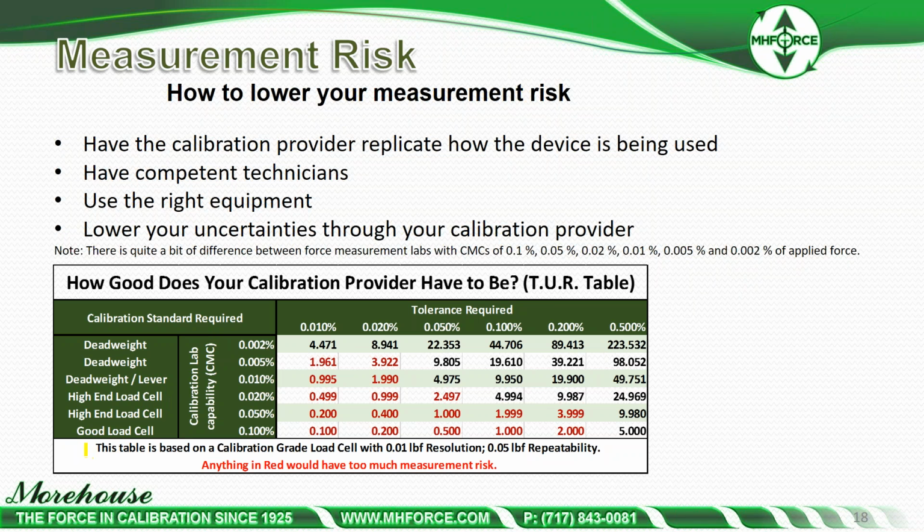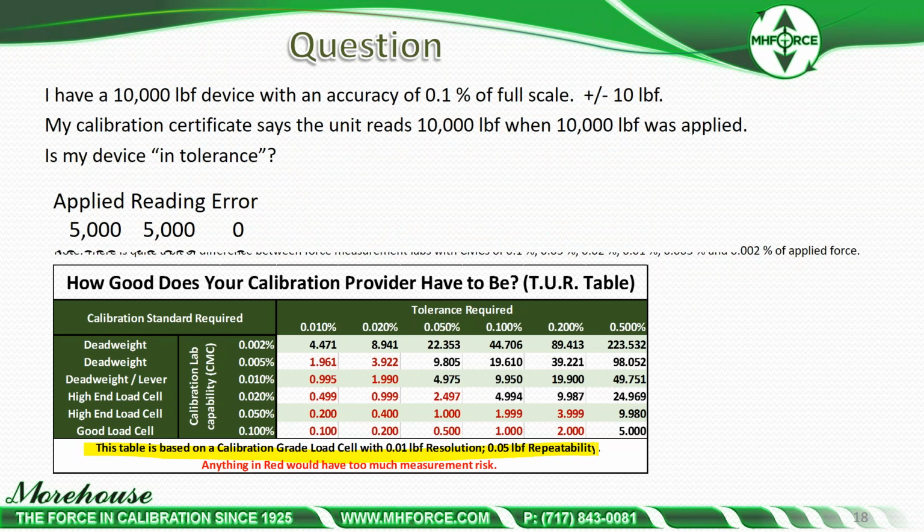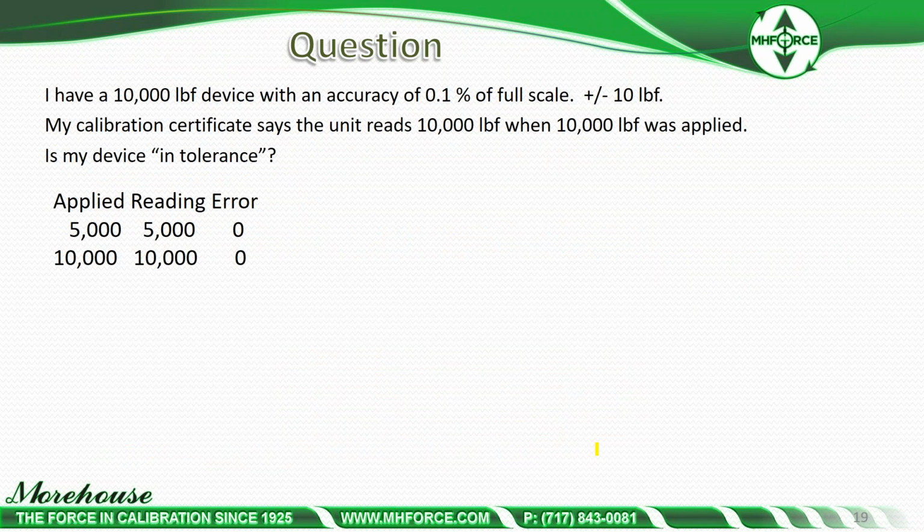This table is based on a calibration grade load cell with a 0.01 pound resolution and 0.05 pound repeatability. So those numbers go into that TUR equation, and this comes back depending on the tolerance, depending on the TUR, test uncertainty ratio. So that brings us to this question. I gave this question to a room full of engineers, and they all answered yes. This is the problem with the basic community. Not enough people understand things.